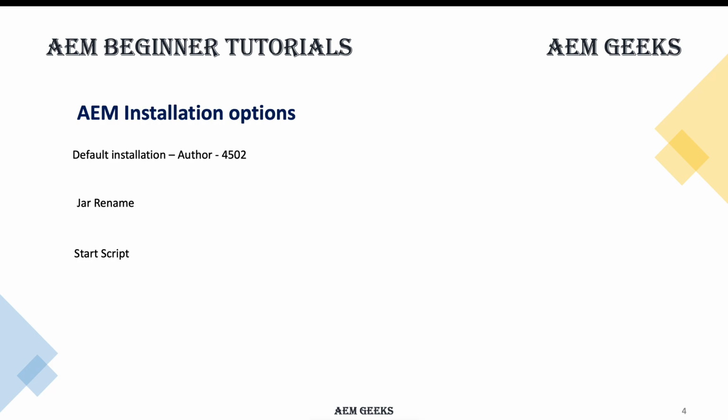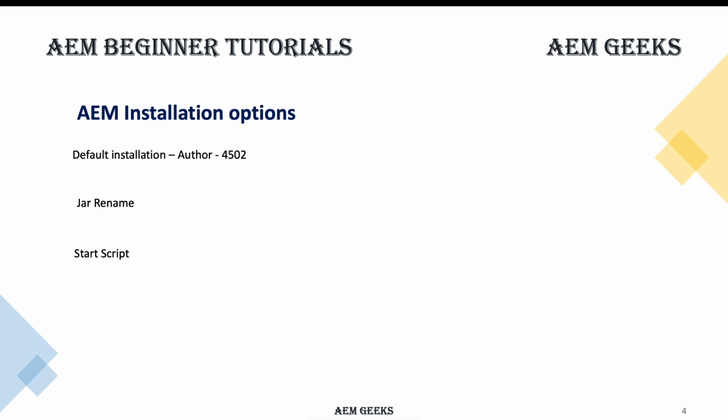So I will explain two ways. There are custom scenarios for how you can install that, but as a beginner, you just need to know how to install on a local machine to start learning. So default means there is a jar file. If you double click on that jar file, the default installation is an author instance and it will execute on 4502. I'll explain why.